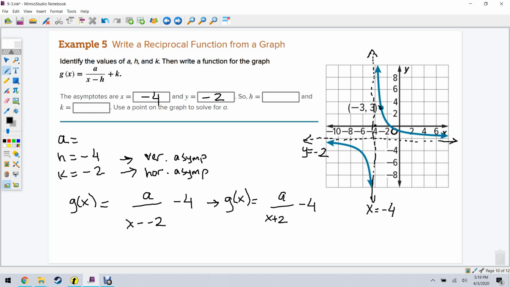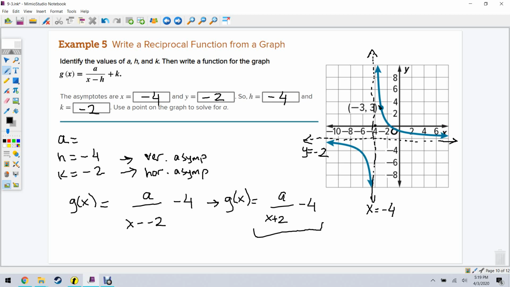So x is equal to -4, so here h is equal to -4, y is equal to -2, k is equal to -2, right? There we go. Okay, the horizontal and vertical asymptotes told us about h and k. Now we have the function in this way.